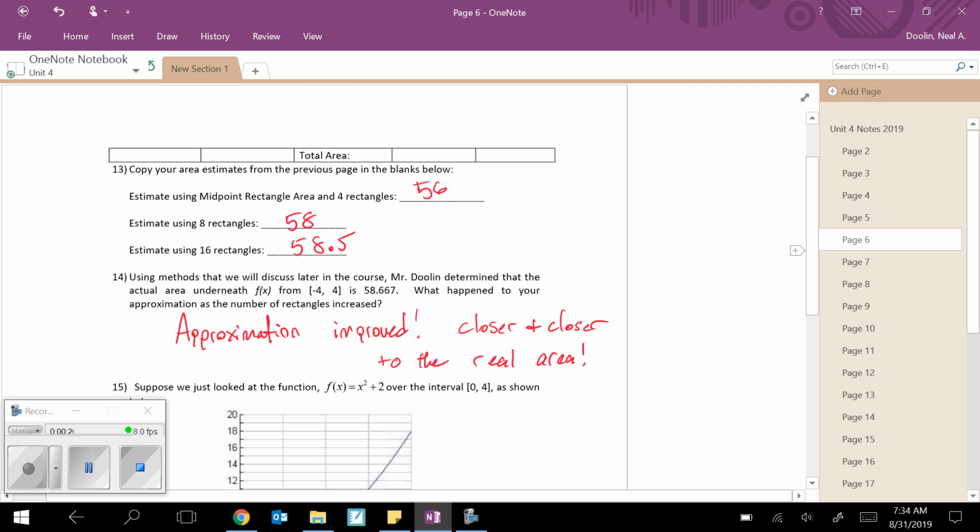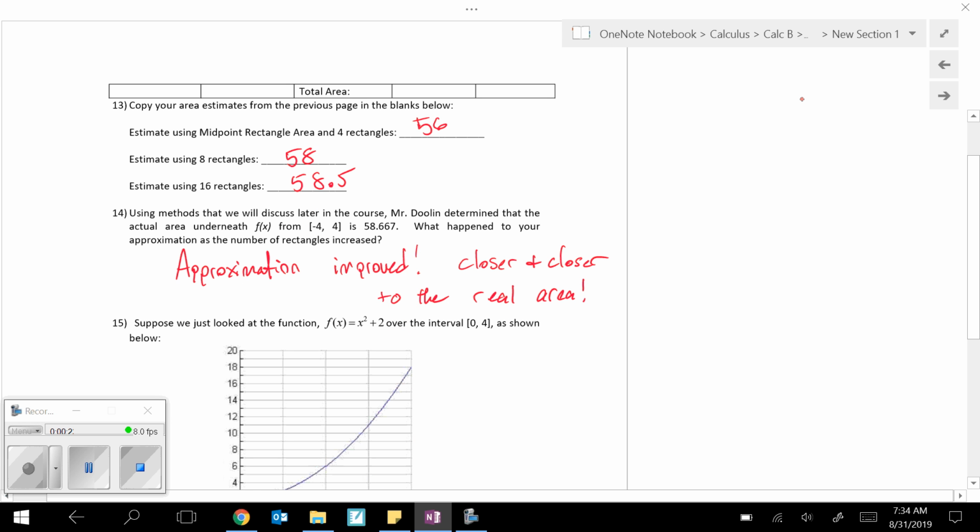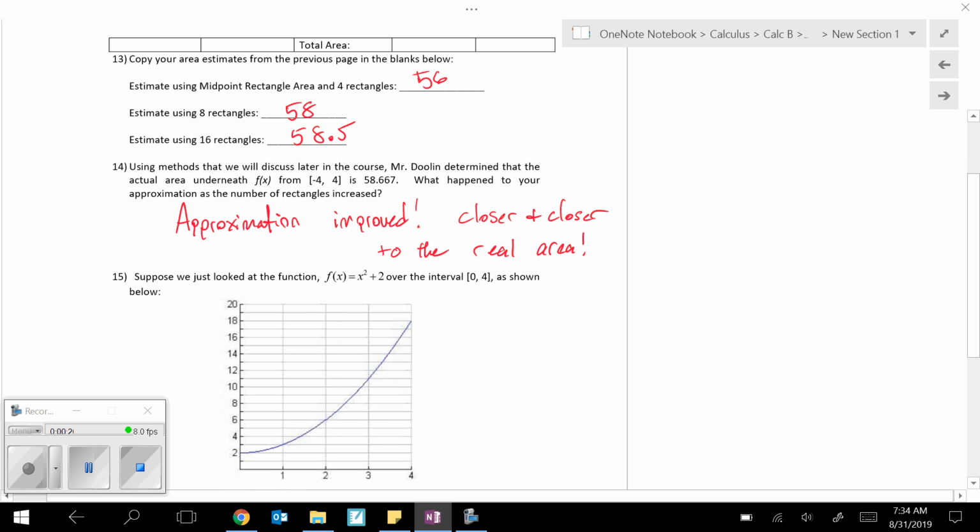Real quick, if you had to do the discovery on your own, I wanted to make sure we all had the same answers on the back page here. So I'm going to go back up a page to the discovery activity where I had you estimate some area using different amounts of rectangles. And the big thing I wanted you to notice is as you used more and more, especially the midpoint ones, you got closer and closer to the actual area between the graph and the function.